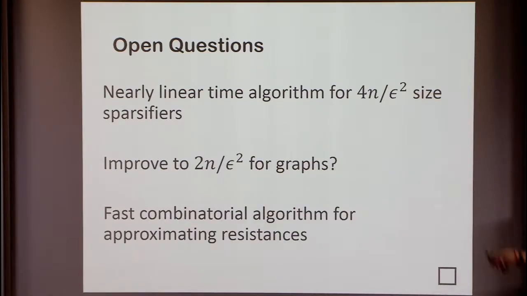And then from yesterday's talks, there's a few good questions left as well. Is there a fast algorithm for this order n size sparsifier? This would actually be very useful. So people who actually use this have emailed me on many occasions saying, they really want to get rid of that log n. Can you improve this to 2n over epsilon squared? I actually don't know, right? This is off by a factor of 2. And is there a fast combinatorial algorithm for the distances? So yeah, that's it.